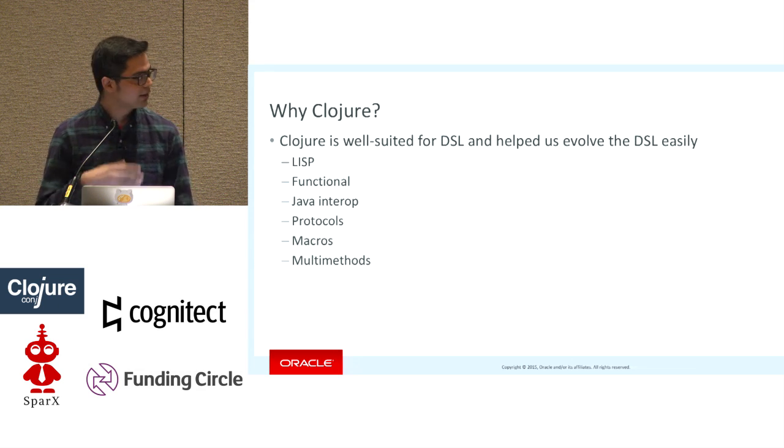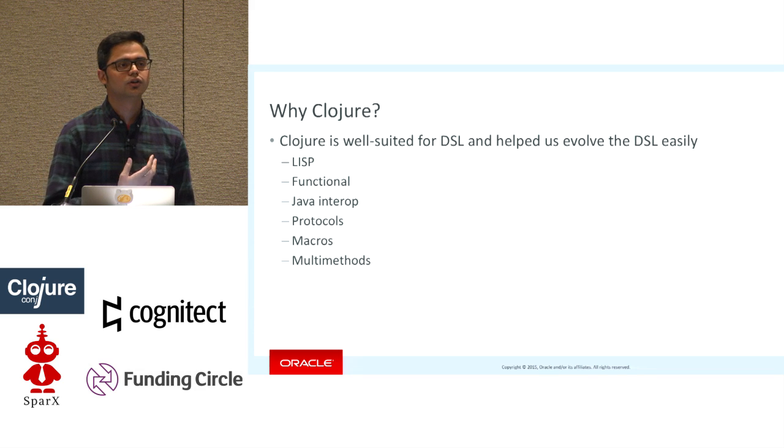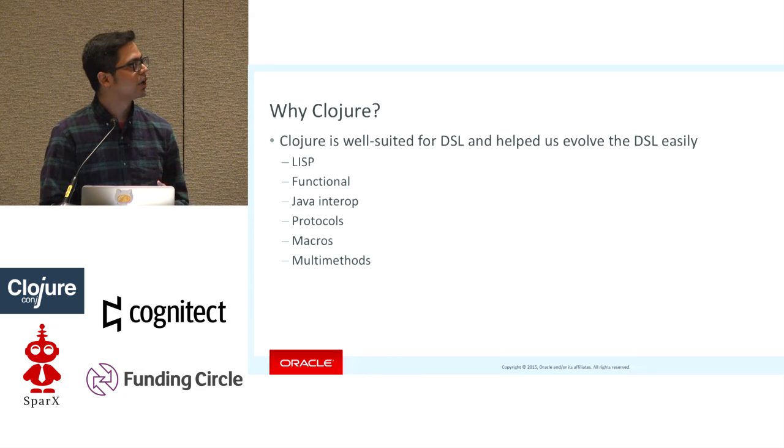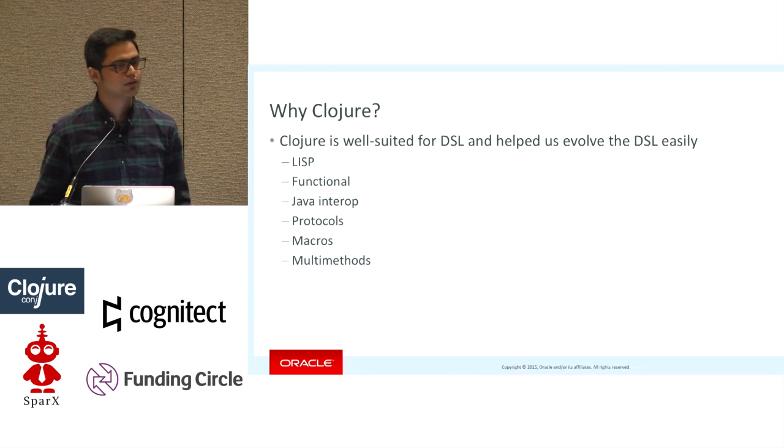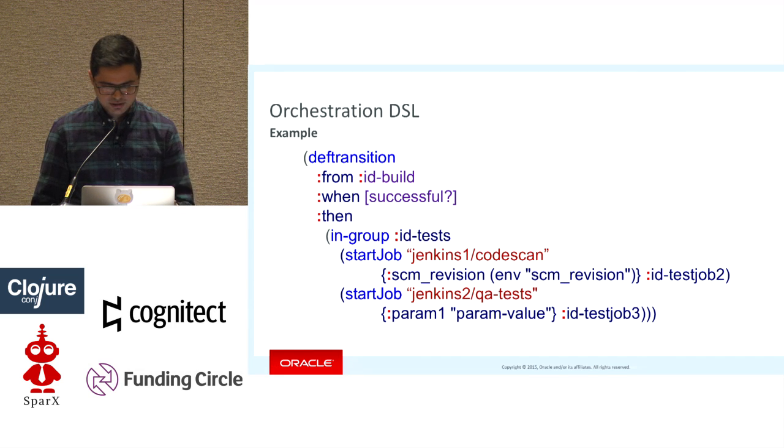I think all of these elements were some of the key advantages that we found in using Clojure to create the service, right? We kept it in a language like Clojure because the systems were changing and we didn't know what kind of systems we would be involved with, so that the DSL could evolve easily as newer systems came in.